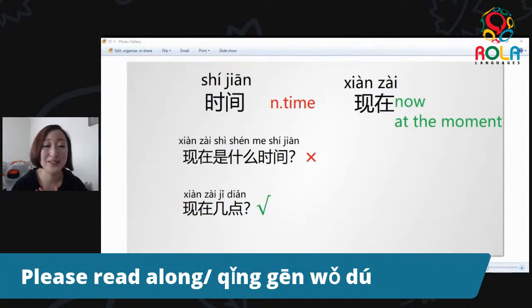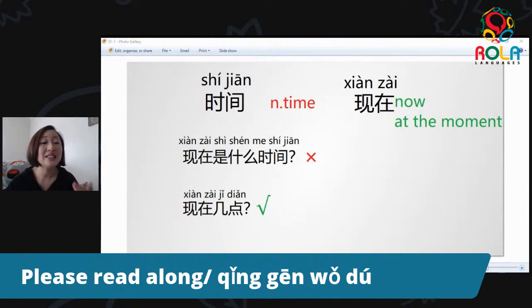A lot shorter, huh? And easier to remember. 现在几点? 几 is not a new word. 几 means how many, how much, depending on whether the object you're talking about is countable or uncountable. And 点, we've learned that too. It means a dot or a point. So 现在几点 is almost like asking how many dots is it now? But what it's really asking is what is the dot on your clock or on your watch right now? I don't know, nobody wears a watch anymore, but still.